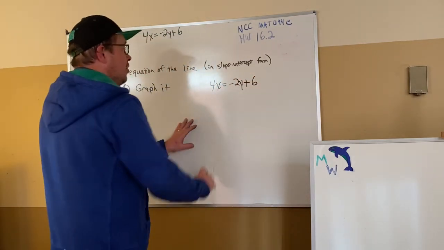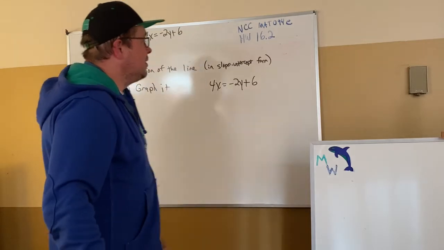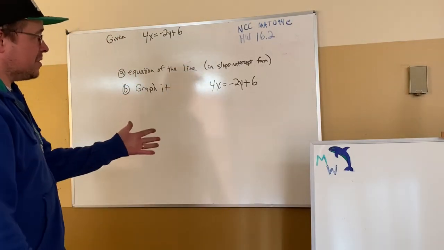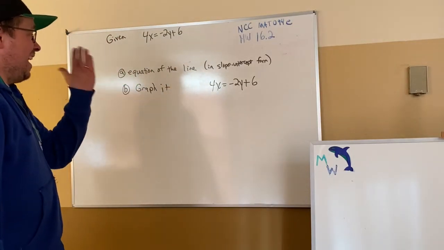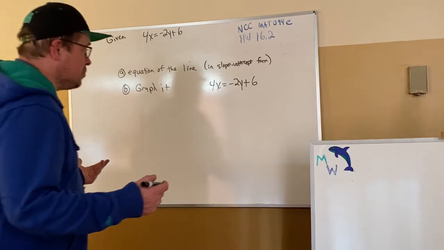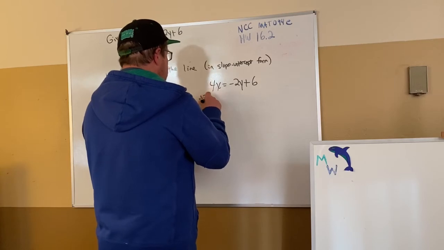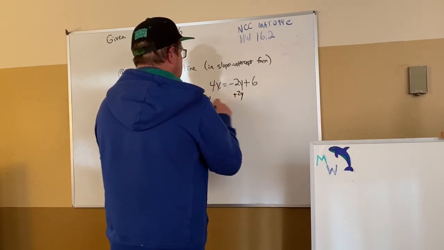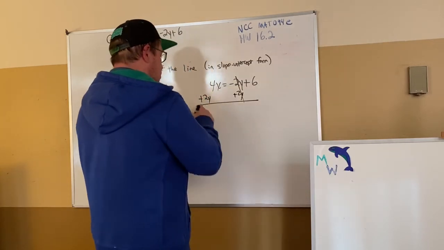And I want to get the y alone. And I don't like the y being negative. So I have an option here. I can subtract 6 off both sides, but now I have negative 2y. That's not a huge problem, but maybe I'll just do this. I'll add 2y to both sides.